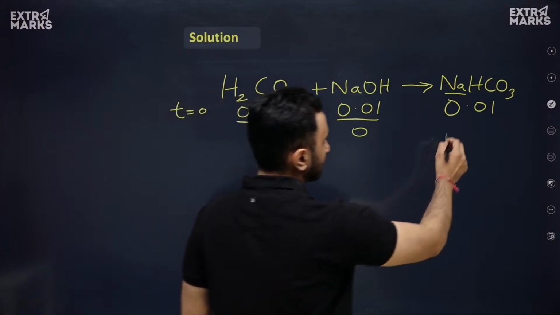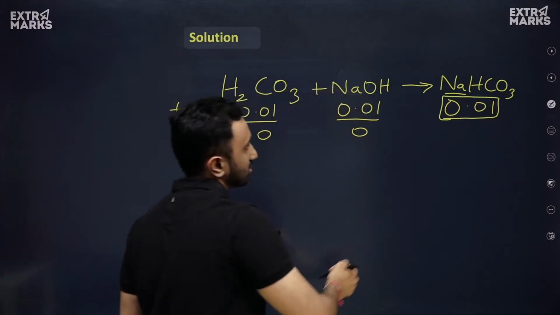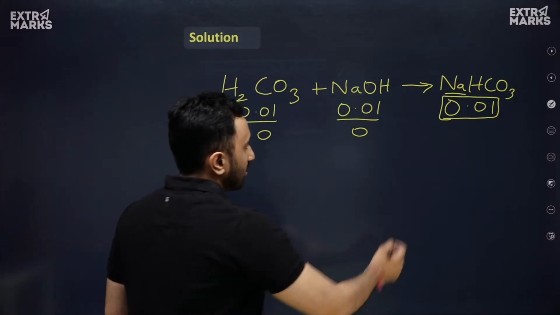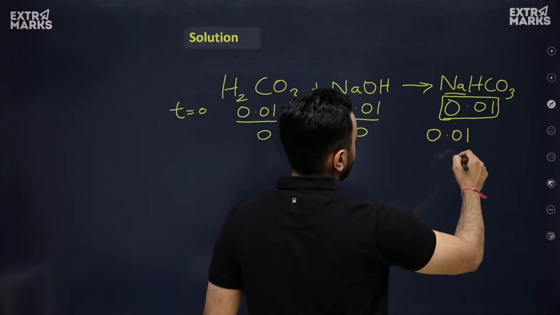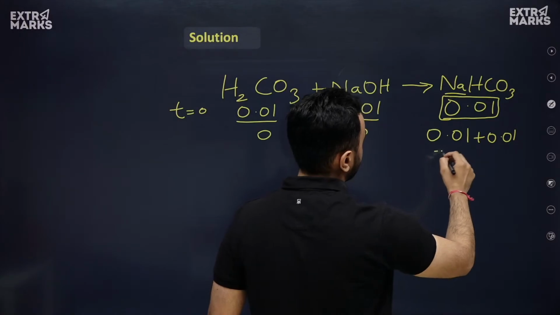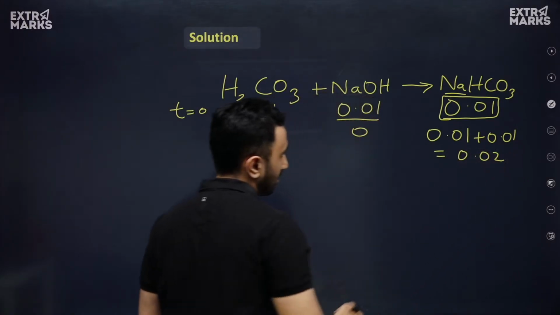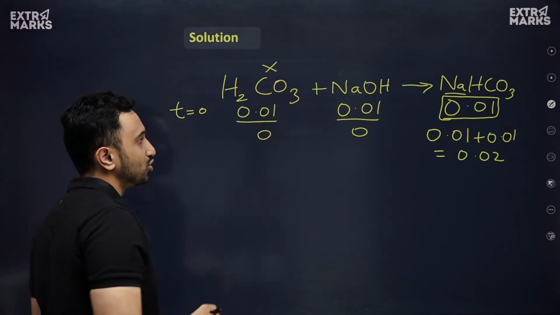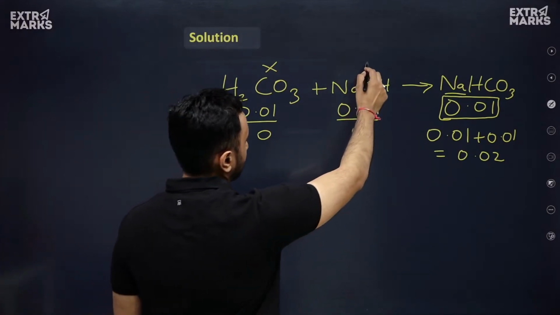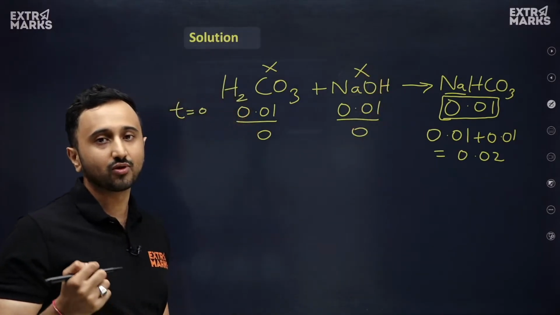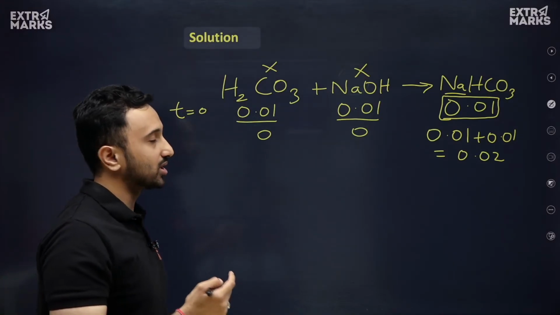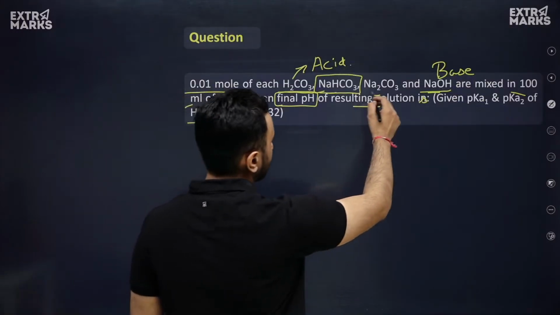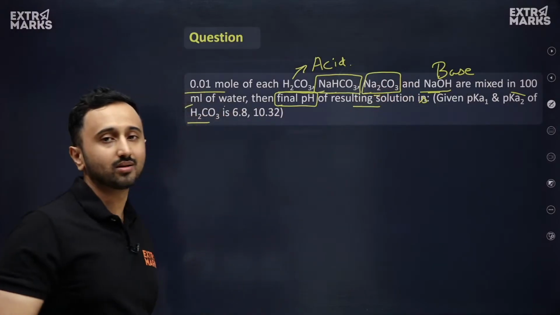But since we already have 0.01 moles of NaHCO3, we can simply add it. So the final moles of NaHCO3 will be 0.01 plus 0.01, that will be 0.02. In the final mixture, we will not have H2CO3. It is already consumed. What about NaOH? This is also consumed. It will not be there. NaHCO3 will be there. One more thing will also be there, the Na2CO3 that we have taken earlier.